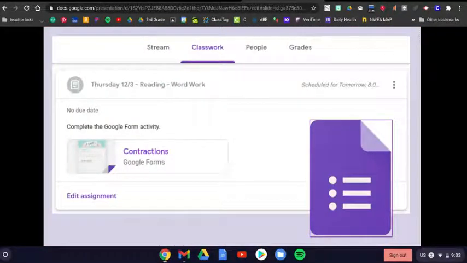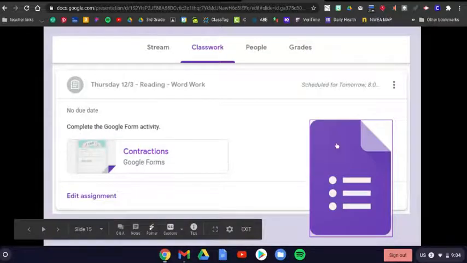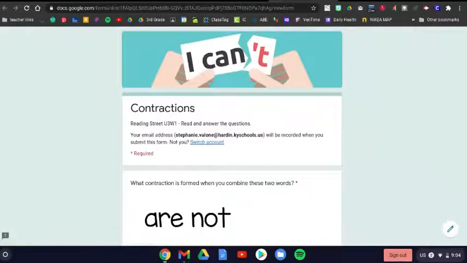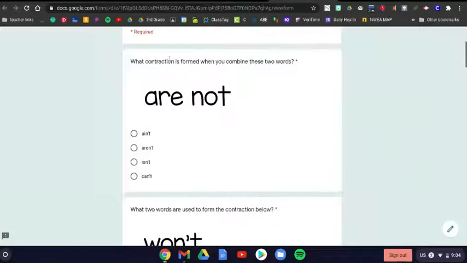Today's activity is in the Google Classroom. It's listed under Thursday, 12:3 for reading because that's where we're at today. And it's about contractions. It looks like this. You have a picture of a contraction on top. They put the two words together, so now it says I can't. Some of your questions look like this.